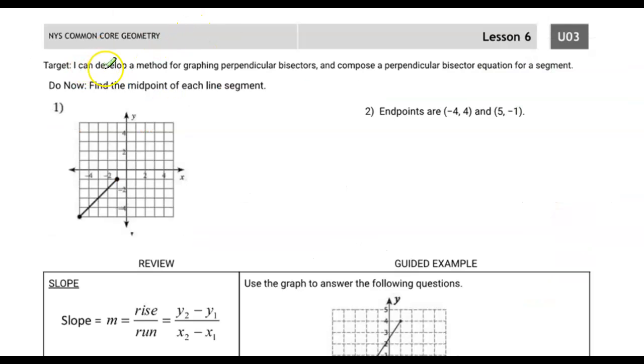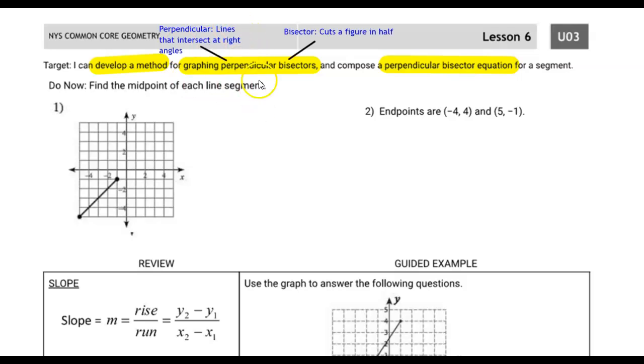In the learning target it says we're going to be developing a method for graphing perpendicular bisectors and composing a perpendicular bisector equation for a segment. So let's make sure that we all know what perpendicular and bisector mean. Specifically, perpendicular means that the lines intersect at right angles, and bisector means it cuts a figure in half.